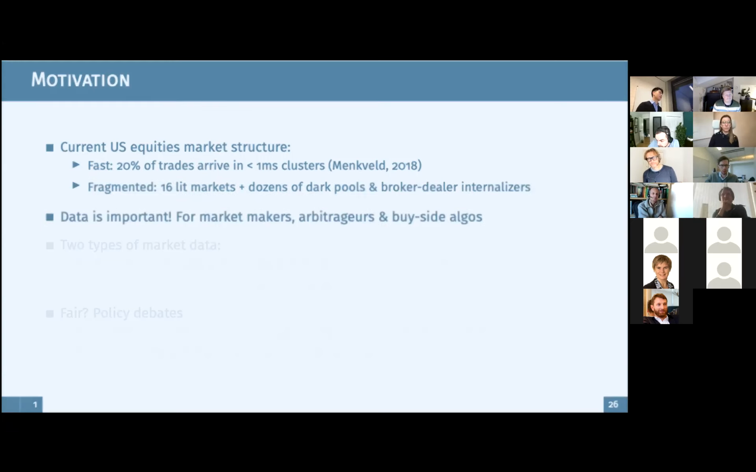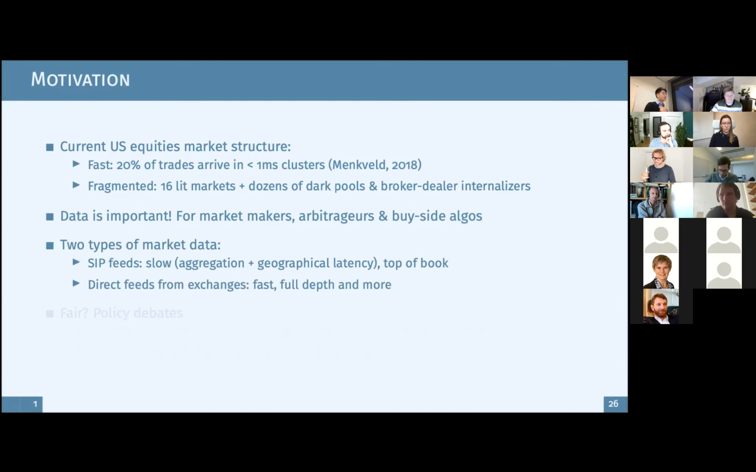Given such a complicated structure, data is of course very important. Market makers need the quickest data to reprice their quotes to avoid being picked off. Arbitrageurs need quick data feeds to exploit very short-lived information. And buy-side algos need fast data feeds to scout the fragmented markets to find the best prices and reduce their transaction costs.